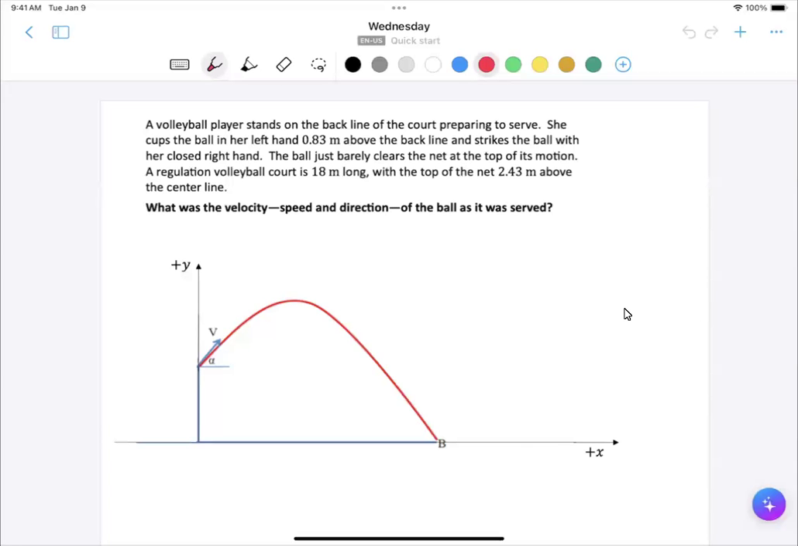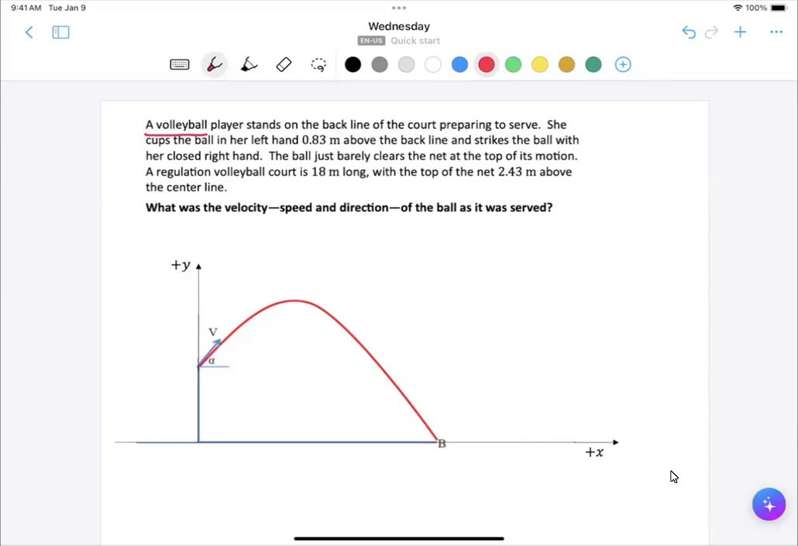Okay, everyone. So I promised you all I am going to record a video of solving this volleyball problem. So let's get started with that. We have some information given in this problem. So let's go with that.